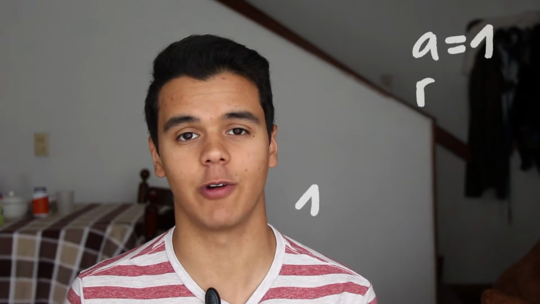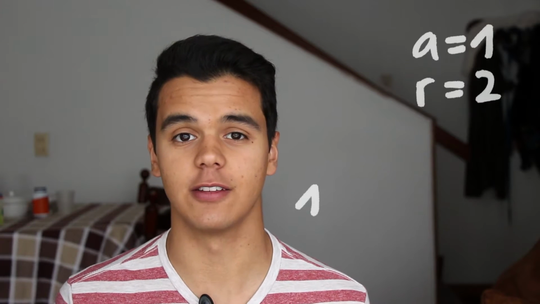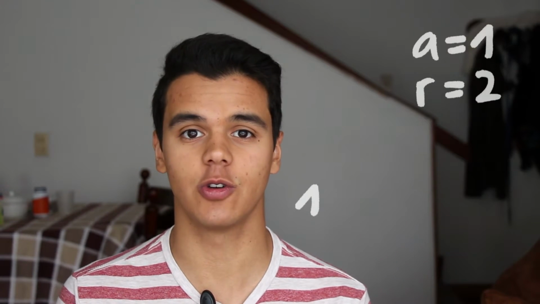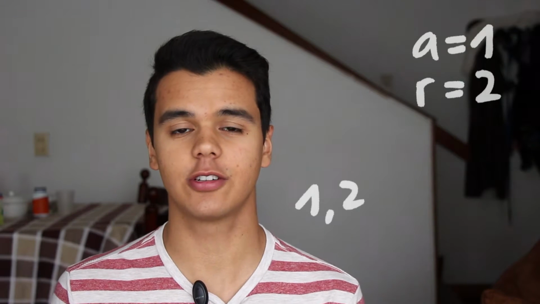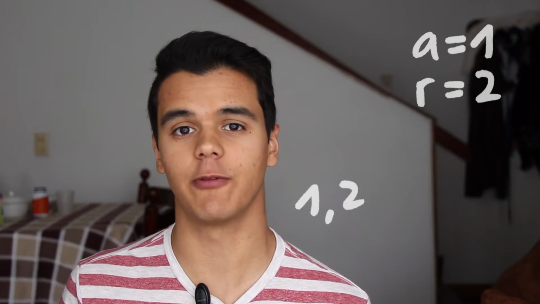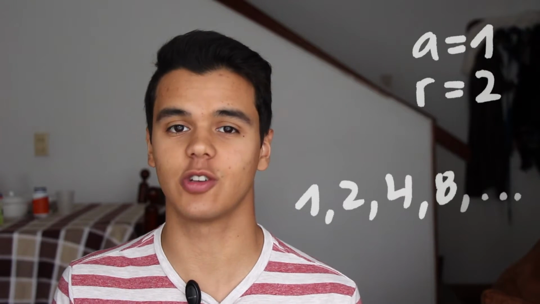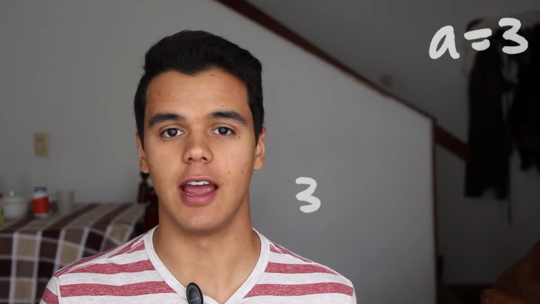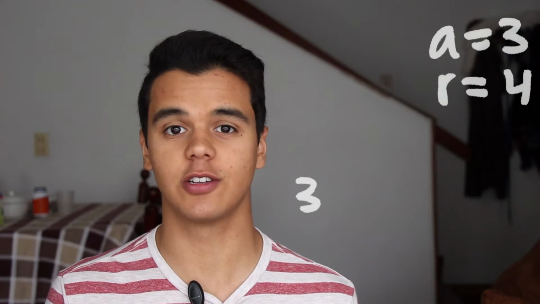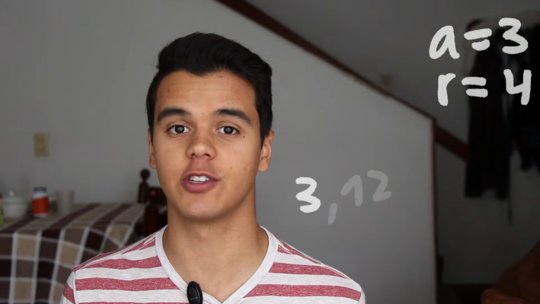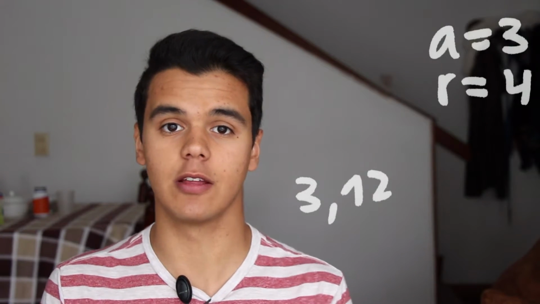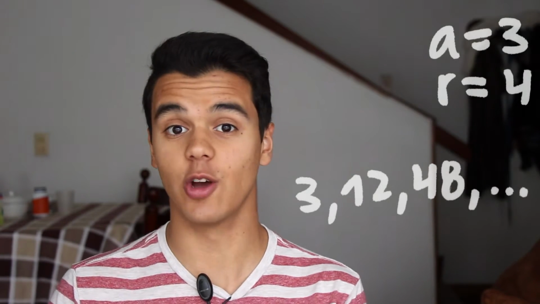Now let's see how this goes. If we have a sequence that has an initial term equal to 1 and a common ratio equal to 2, then the second term is going to be 1 times 2, which is equal to 2. And then the third term is going to be 2 times the common ratio, which is 2, so it's going to be 4. The next term is going to be 8, and so on. Or we could have another sequence that has an initial term of 3 and a common ratio of 4. So the second term will be 3 times 4, which is 12. And the third term will be 12 times 4, which is 48, and so on.